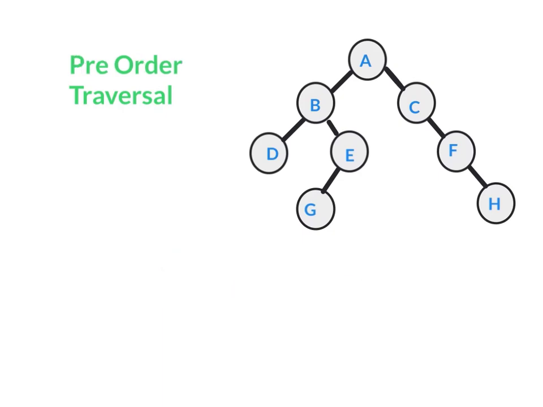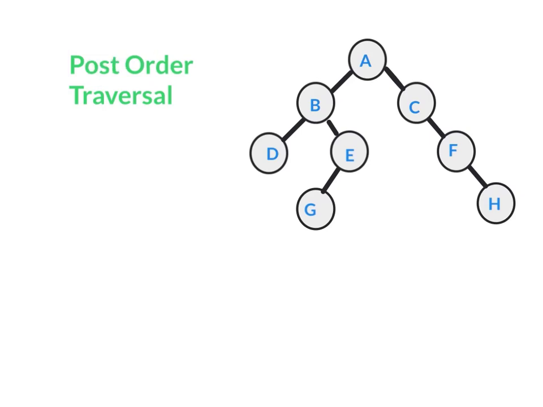So a pre-order traversal works by visiting the root first. So I'm going to visit A, then I'm going to visit its left subtree, then the right subtree. And I'm going to do that recursively. So with B, I'm going to visit B first, then the left subtree, then the right subtree. So here, I'm going to visit B, then D, then E because it's the right subtree of B, so E, G. Then I'm going to visit the right subtree of A, which will be C, F, and H.